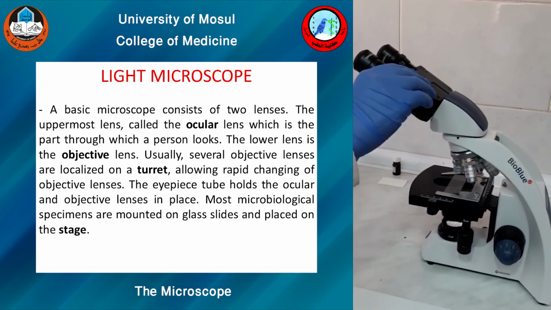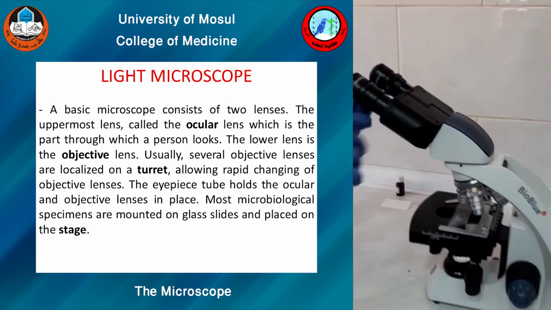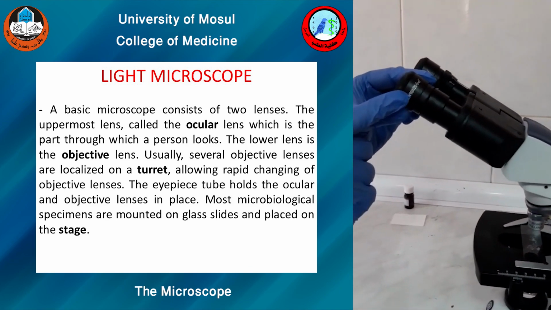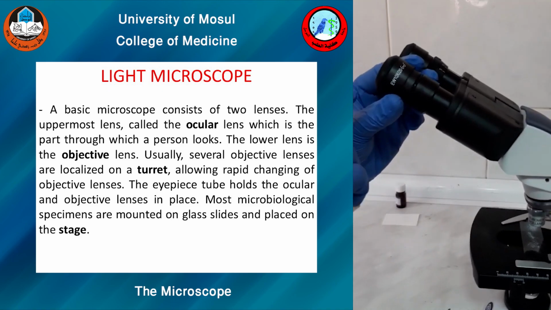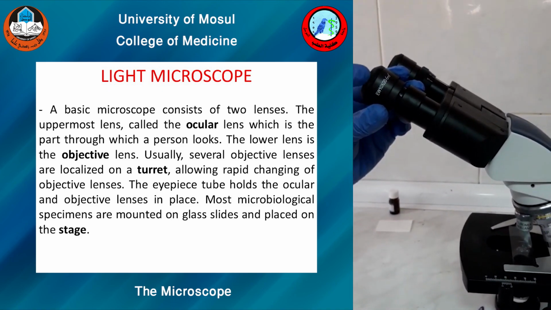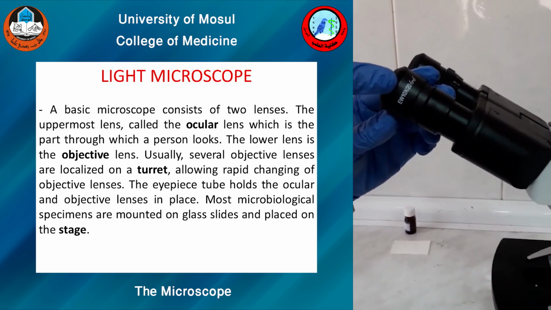Each microscope consists of two types of lens. These are the ocular lens. This is the ocular lens, which is the part through which the person will look. The ocular lens, as you see here, will magnify the object by 10 times.